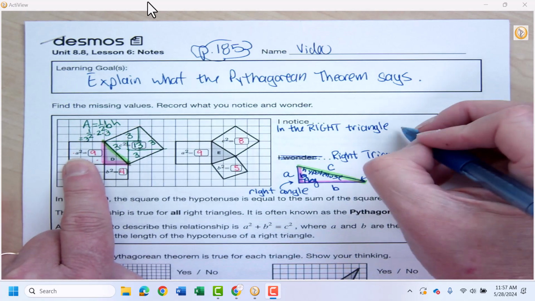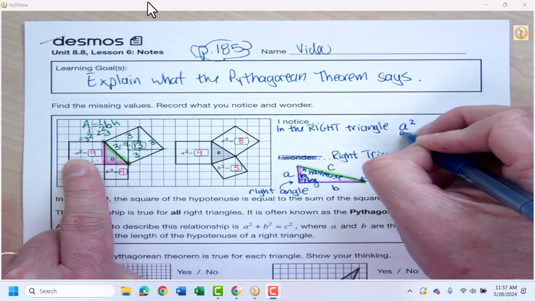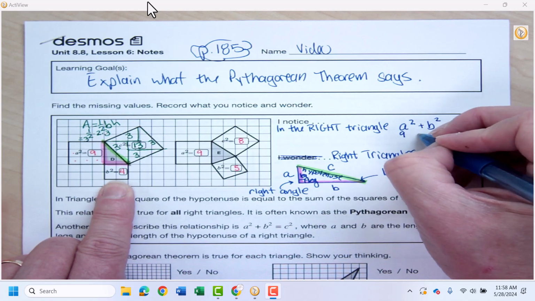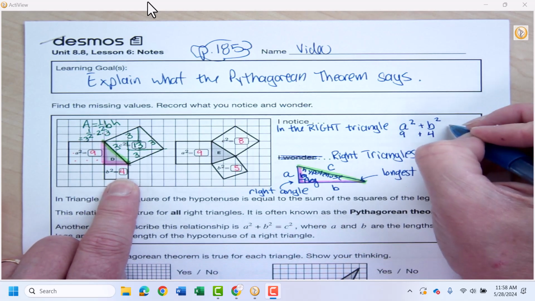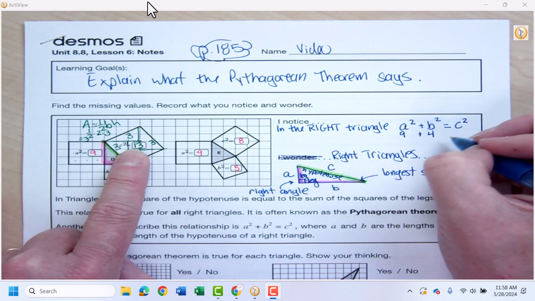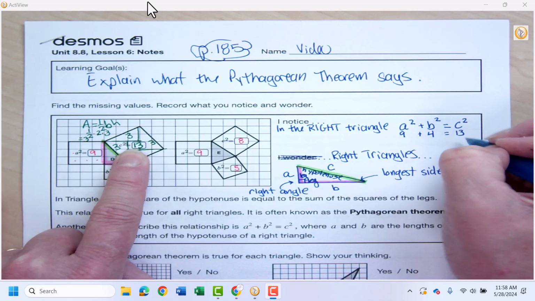So A squared was 9 plus B squared was 4 equals C squared. C squared is 13. 9 plus 4 is 13.